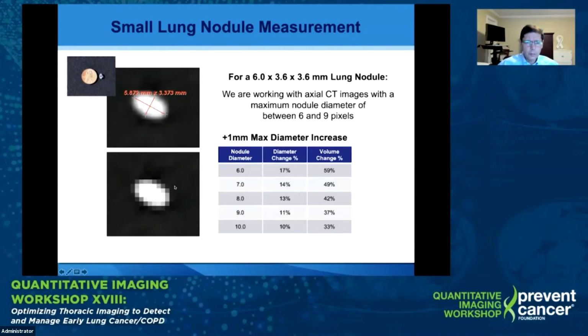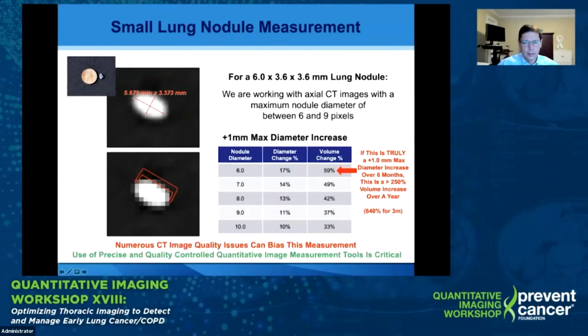And a really small change in diameter or volume can result in a big volumetric change. So it's really important that we get the imaging right. We're working with very few pixels, and it's important that we get the imaging right and highly calibrated so that these diameter measurements or volume measurements are done with high precision.